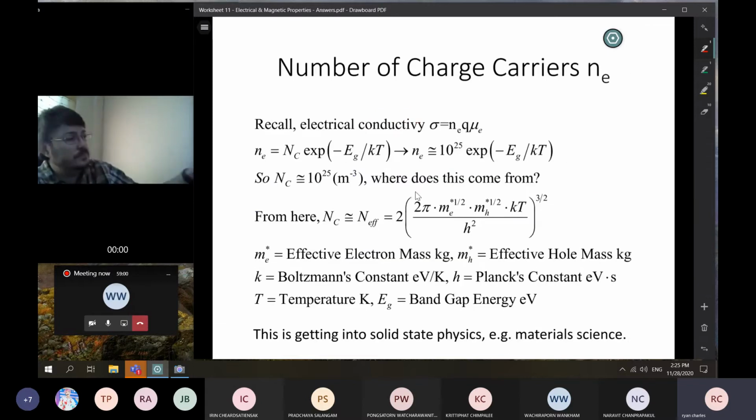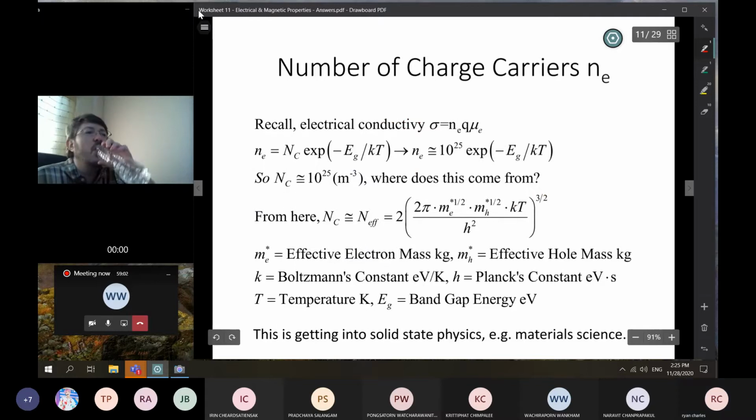So recall electrical conductivity. Sigma equals NEQ mu E, right? And NE was NC e to the minus EG over 2, or sometimes just KT, all right? And NE is often approximated as 10 to the 25 times that. And so you go, the density of states is approximately 10 to the 25 per cubic meter.